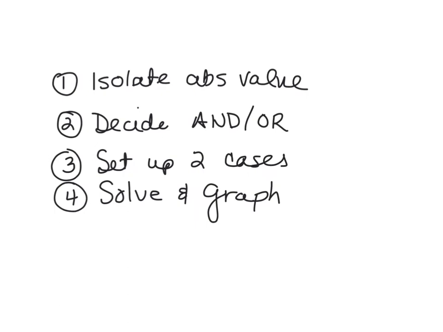Just to recall from yesterday, we talked about our steps here. First thing we need to do is isolate the absolute value. Second step is to decide if it's an and or an or. We remember if it's a less than, it's an and. Greater than or more than, it's an or. We set up our two cases. One case kind of as is, as written. The second case is that sort of copy, switch, flip. We write it, we reverse the direction of the inequality, and we take the opposite of whatever is to the right of that inequality sign. Then we solve and we graph. So these compound inequalities end up being ands and ors.